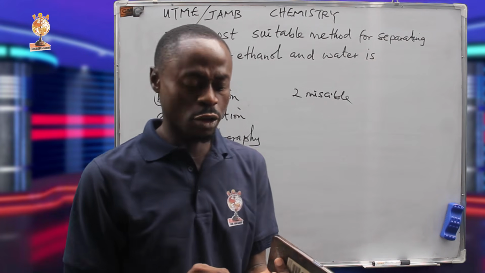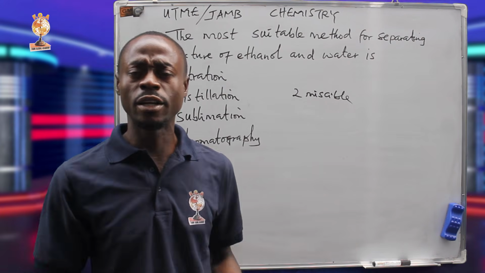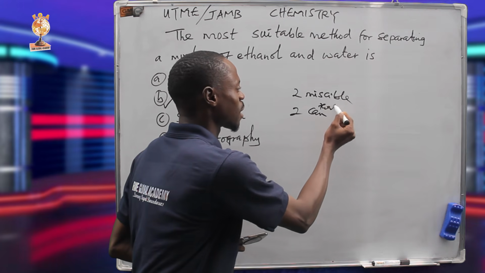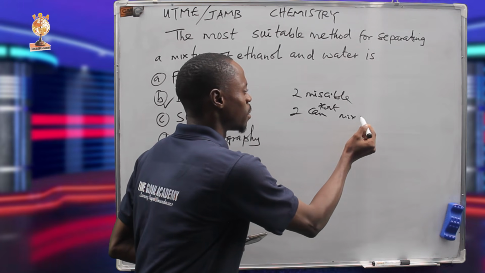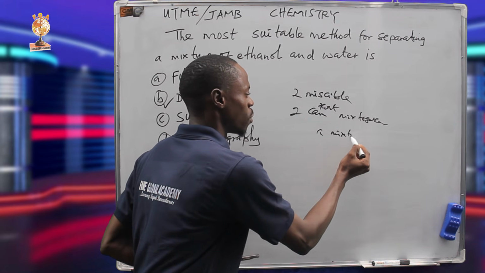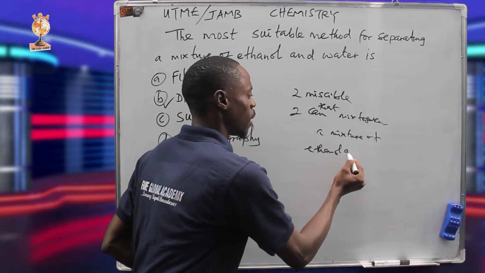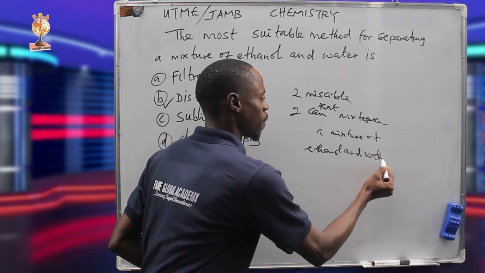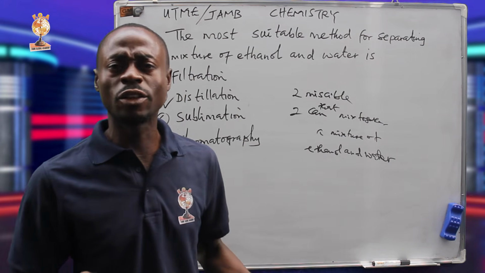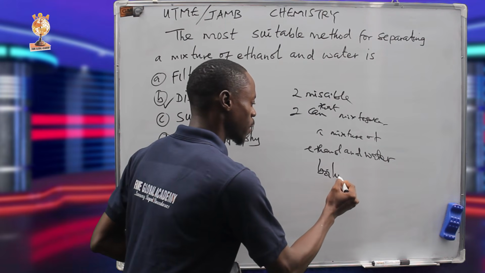What is the distillation method all about? It's a separation technique used to separate two liquids that can mix together, such as a mixture of ethanol and water. And the separation method is based on a property known as boiling point.